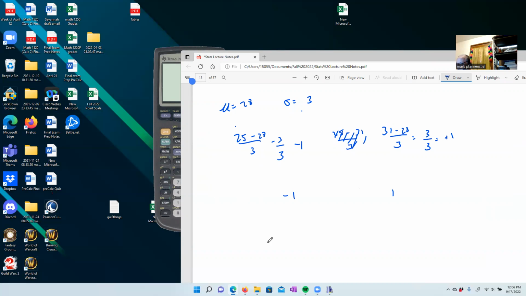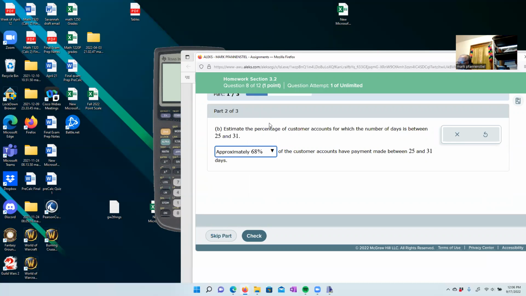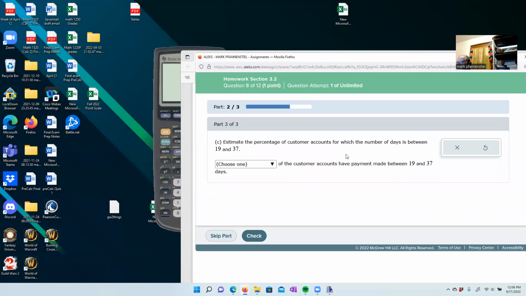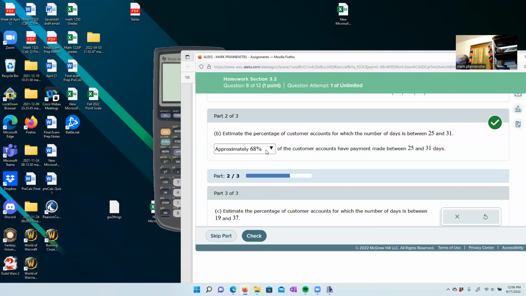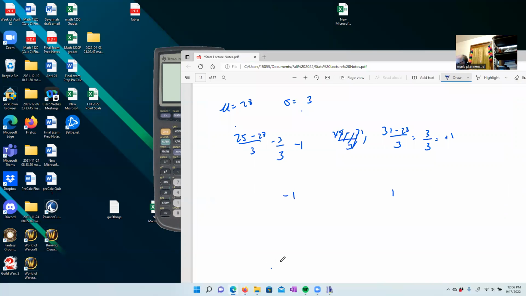So we go back to our ALEKS here. We're going to say 68%, approximately. I want 68%. Okay, check. Hooray. All right, and that's pretty much what we're doing with all of these. We're going to check 19 and 37 and make sure that we have both of those numbers correct.